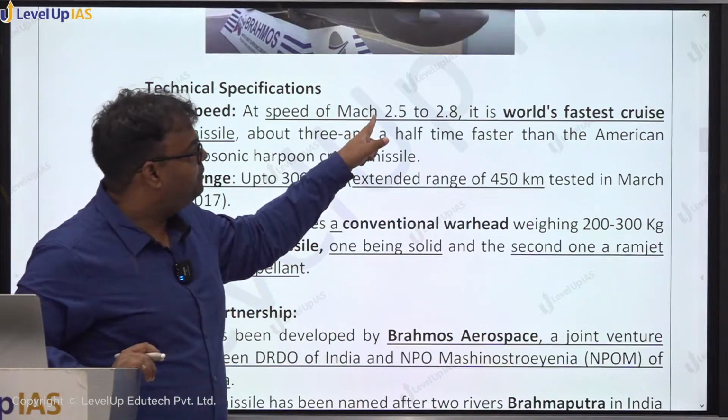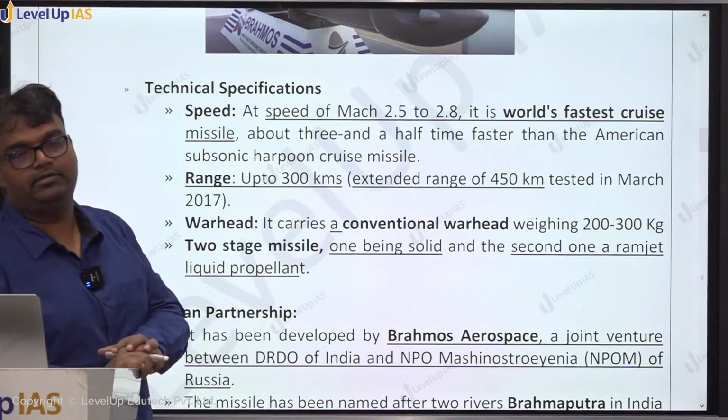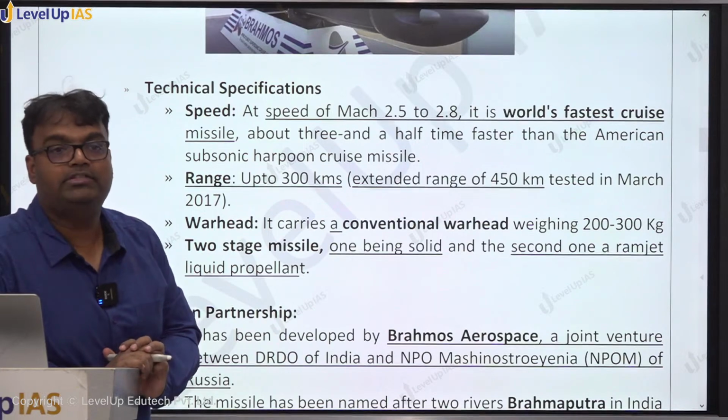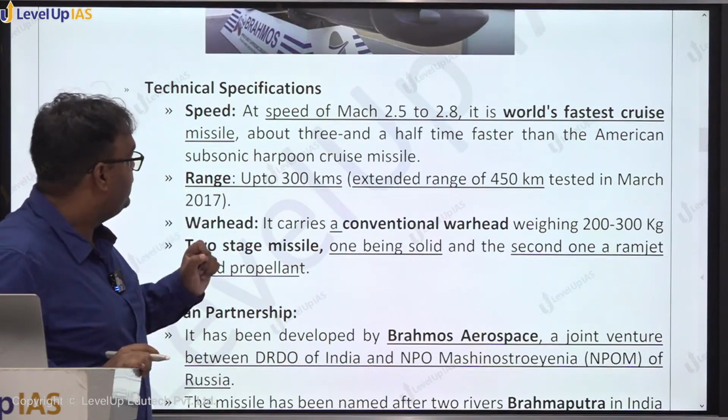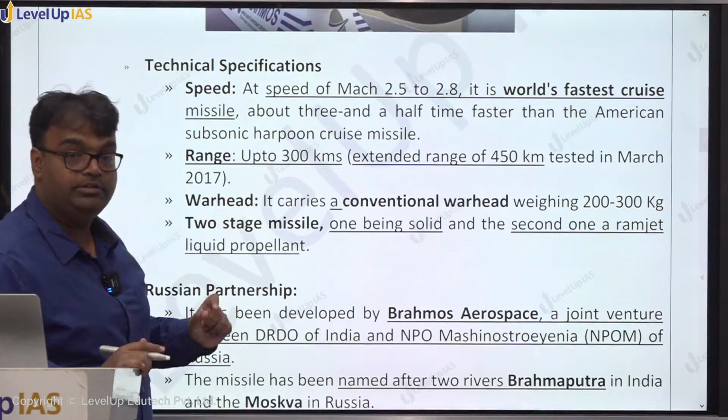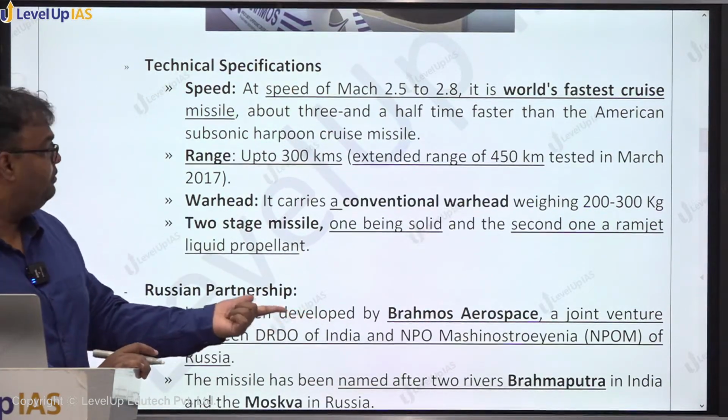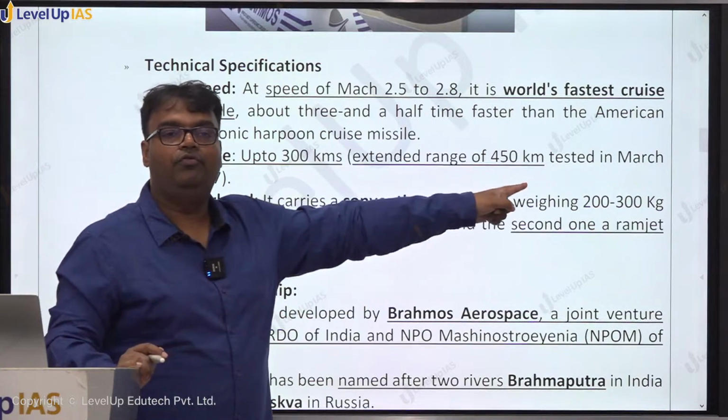It can travel at a speed of 2.5 to 2.8 Mach. Mach is speed of sound. So 2.5 to 2.8 times speed of sound पे ये travel कर सकता है. Its range is up to 300 kilometers. The extended range which are being tested now are of 450 kilometers.